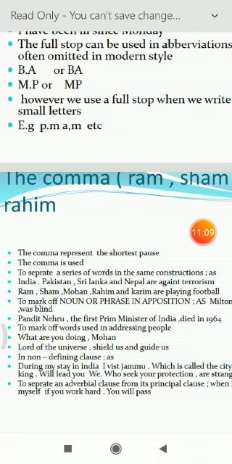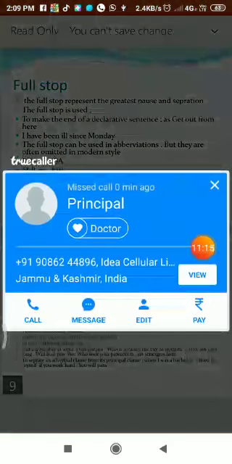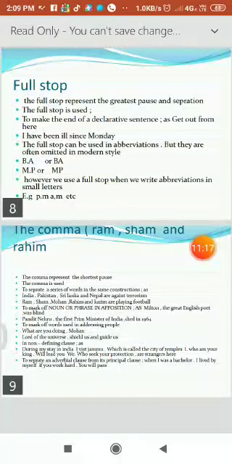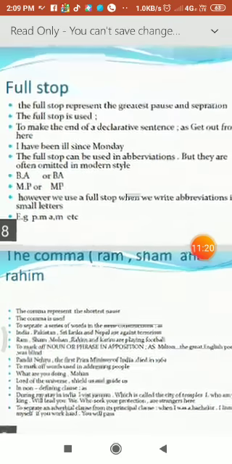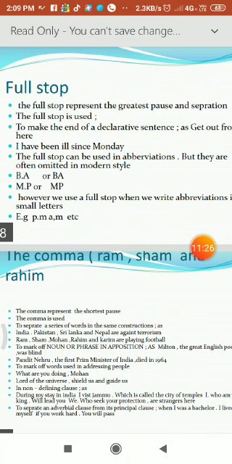To mark off a noun or phrase, for example, Milton, the great English poet, was blind. Pandit Nehru, the first Prime Minister of India, died in 1964. To mark off the direct quotation from the rest of the sentence, for example, Exactly so, said Alice. What are you doing, Simon? Lord of the universe, shield us, guide us.